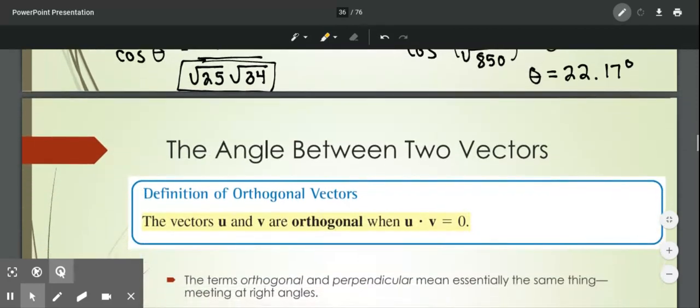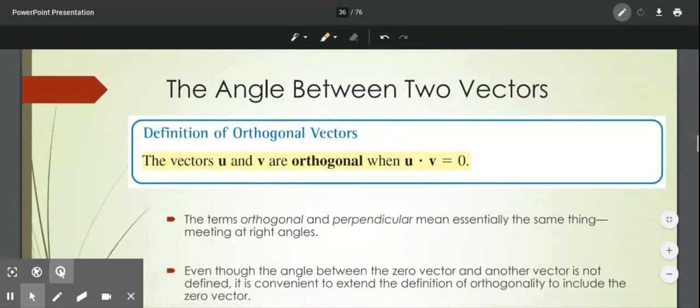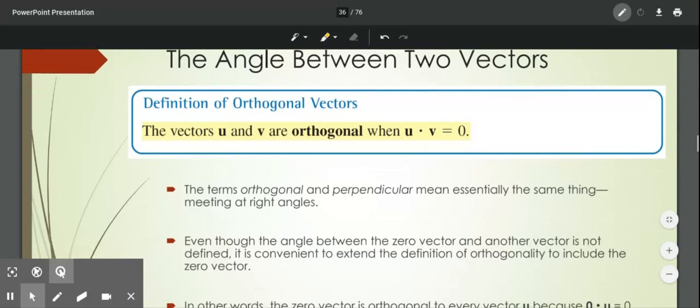All right, and then we have that definition of orthogonal vectors that we talked about before. If you do the dot product and it equals 0, your vectors are orthogonal, and orthogonal means perpendicular. So if it asks if things are orthogonal, that's just another way to say perpendicular. It's just a new vocabulary word for you.